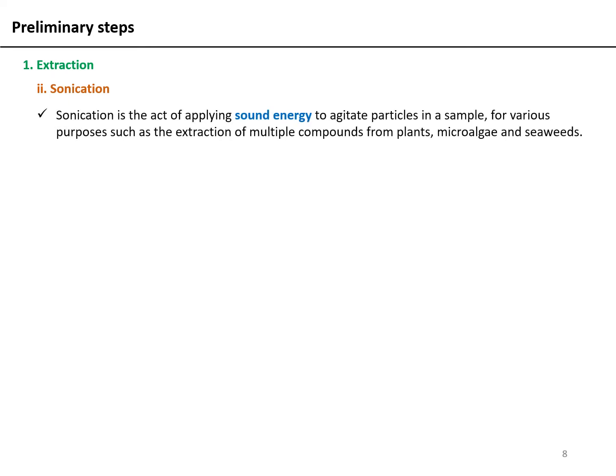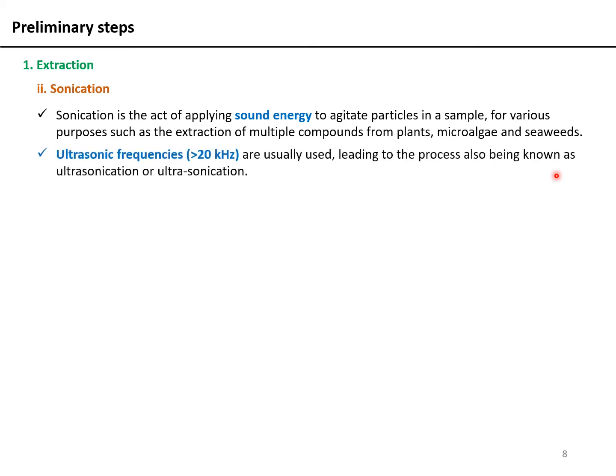So the next type of cell lysis method, which is the most commonly used for purifying proteins from bacterial cells, is sonication. Do keep in mind, sonication is not commonly used when purifying proteins from either mammalian cells or insect cell cultures. So sonication is the act of applying sound energy to agitate the particles in a sample for various purposes, say for instance like the extraction of multiple compounds from plants, microalgae or seaweeds, or in our case for purification of the protein from bacterial cells.